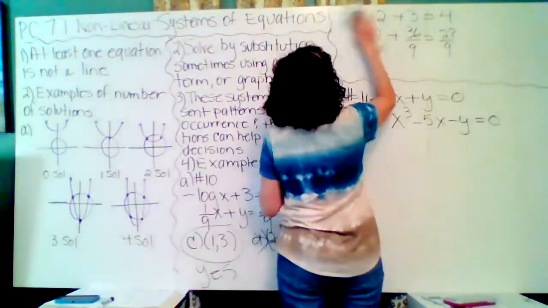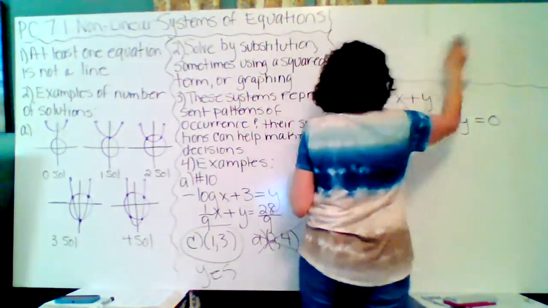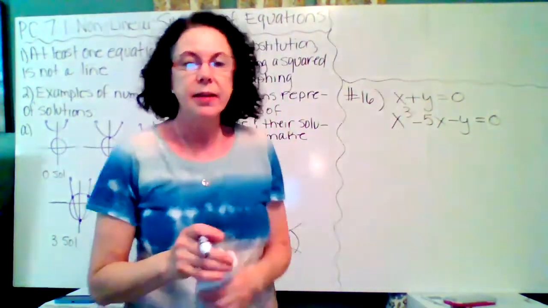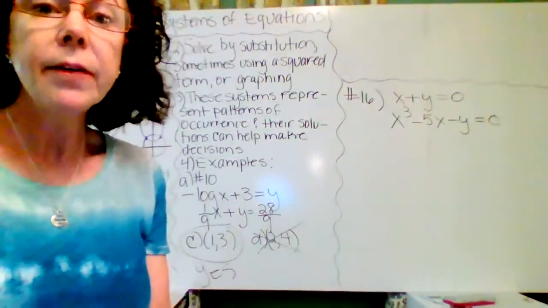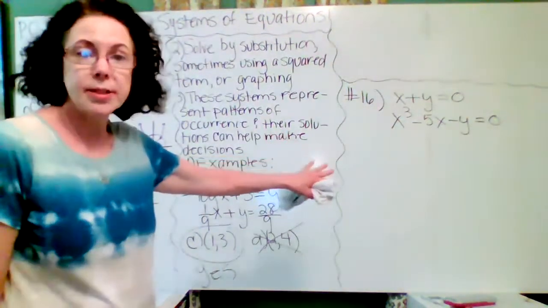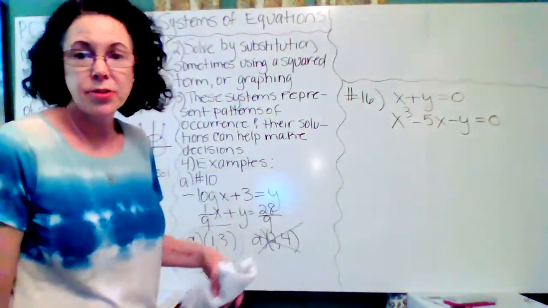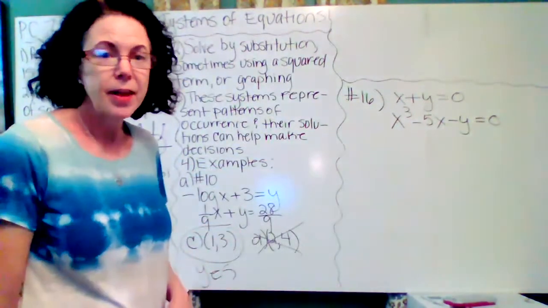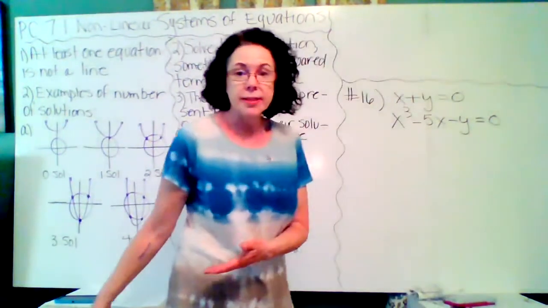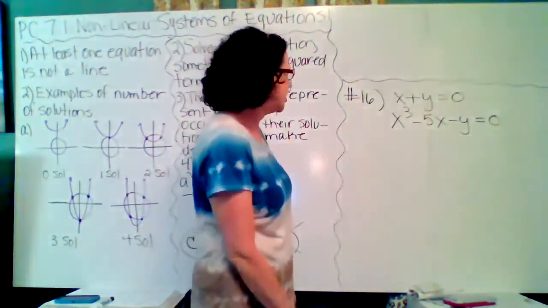Let's look at problem number 16 together. They're asking you to solve a system, and on number 16, they actually give you a graph also that shows the solution. So you can look at number 16 in your book, but I'm just going to solve for the solutions here. And you will take a look in your book and see that those actually are the solutions.